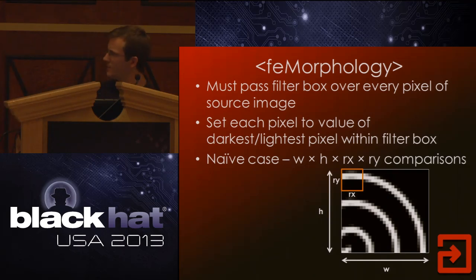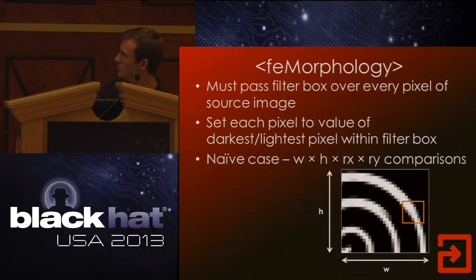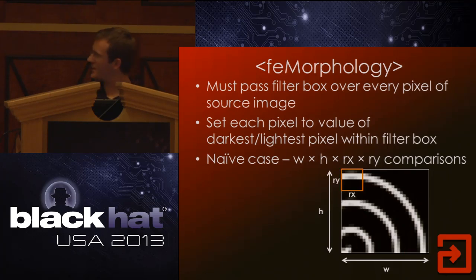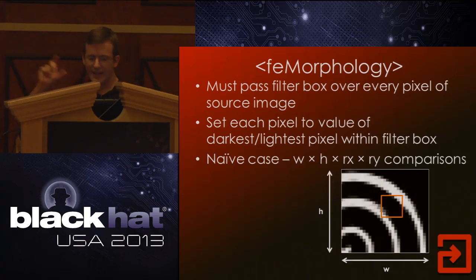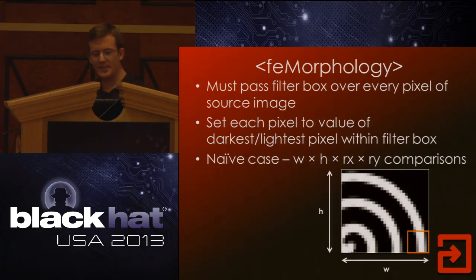And I've got a nice, fancy little animation here. Okay, let's do that again. So basically, as it passes over, you can see that the line's getting thicker. Now in the most basic case, if you just implemented this with no optimizations, you would have to do, for a particular size image, width times height, and particular size box, Rx times Ry, you multiply all those together, and that's how many comparisons you have to do. So this is potentially quite a slow thing to do, right?